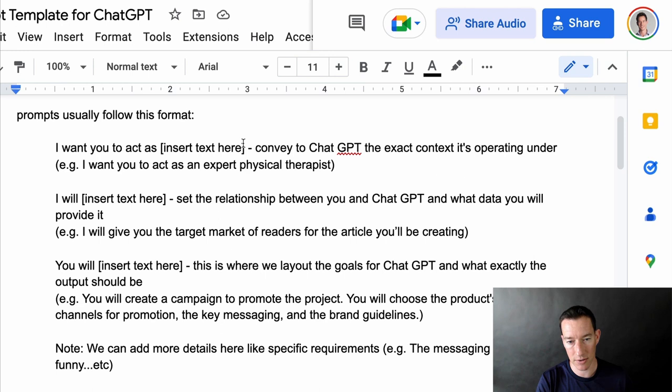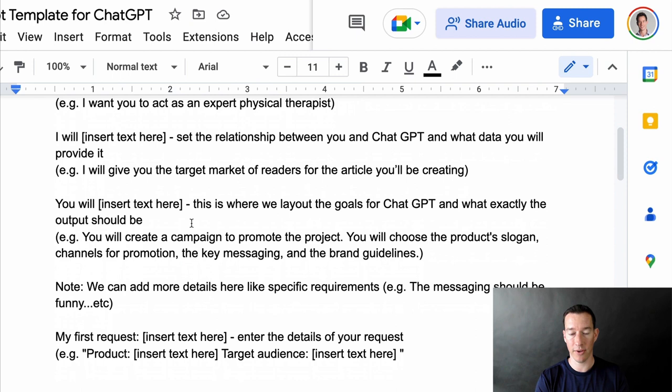In my case, I want you to act as an expert physical therapist. And as you'll see, I kind of take that and expand it also to someone who's an expert copywriter. So you're conveying the exact context or type of person, mindset, whatever that it's operating under. Then you're going to say what you're going to provide, right? So for example, I'll give you the target market of the readers for this article you'll be creating. And then we're going to set the goals and exactly what the output should be.